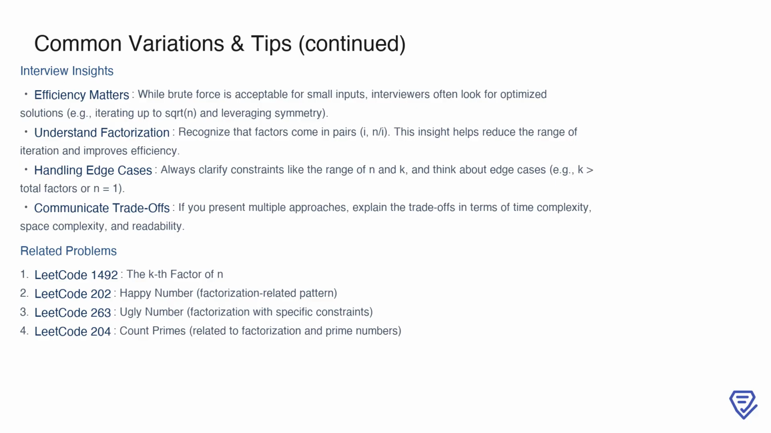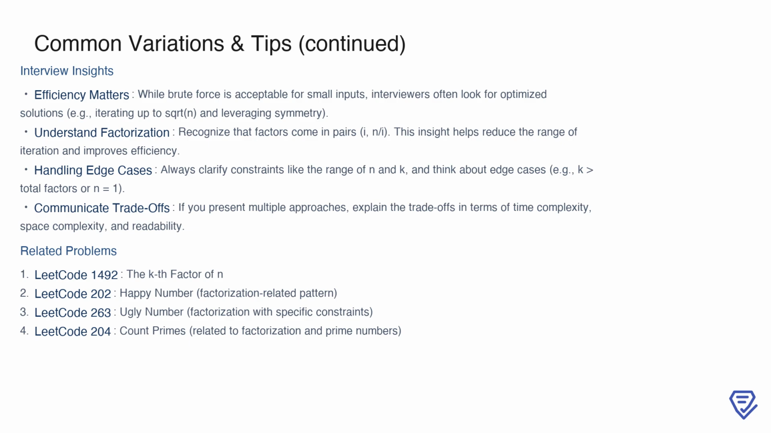When preparing for interviews, efficiency matters. While brute force approaches may be acceptable for small inputs, interviewers often expect optimized solutions. For example, iterating up to sqrt n and leveraging the symmetry of factor pairs, such as i and n divided by i, can significantly reduce the computational load. Understanding factorization is key here. Recognizing that factors always come in pairs allows you to focus on a smaller range of numbers.